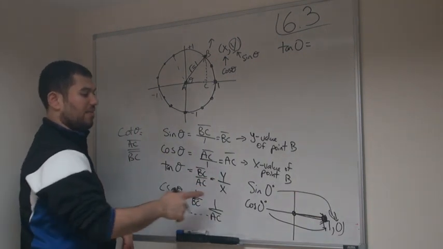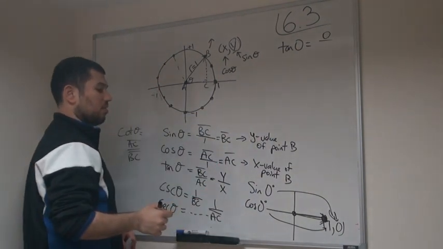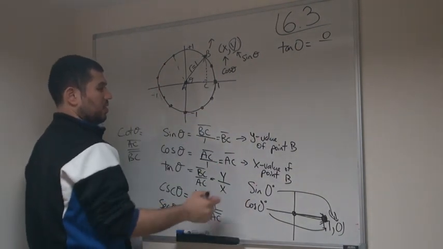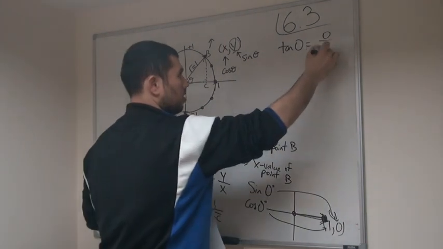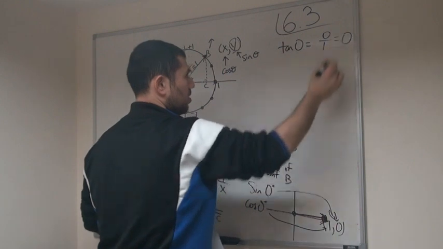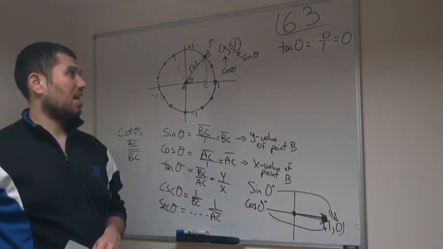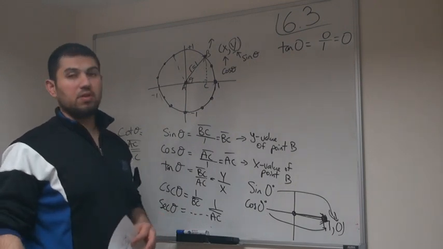So here the y value is 0, or the sine of 0. The x value is the cosine of 0, which is 1. So the tan of 0 would be 0 over 1, which is 0. And that's how we find sine, cosine, and tangent of 0 degrees.